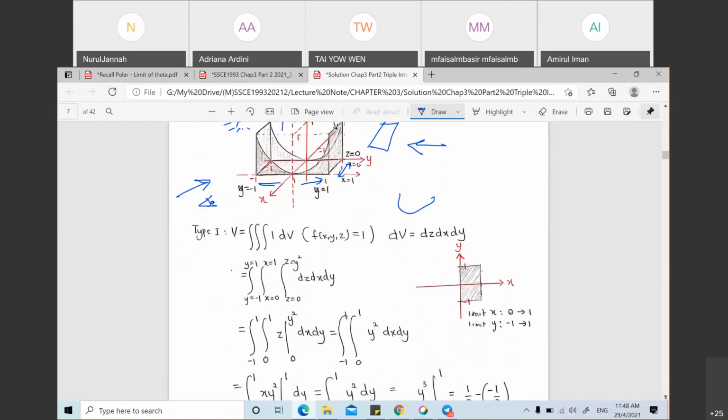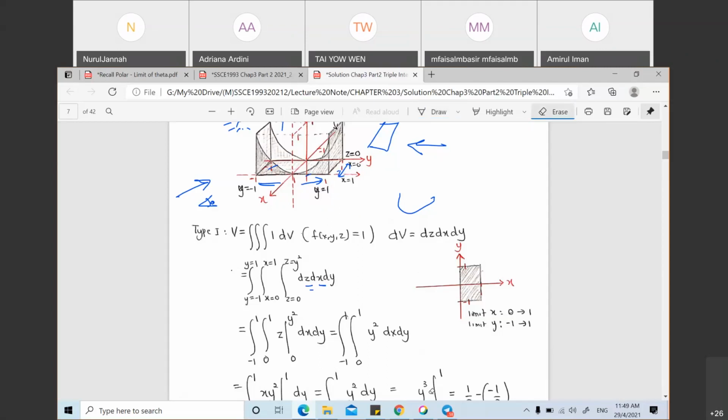It is easier. How about your z? Your z is from 0 here until y squared, because z is y squared. Z must be a function of x or y, or both. Your x must be a function of y, or a constant. Actually, if you don't sketch it, you can also do it directly, but it's better to have a good geometrical explanation. In your exam, if you don't provide this, you will lose some marks.